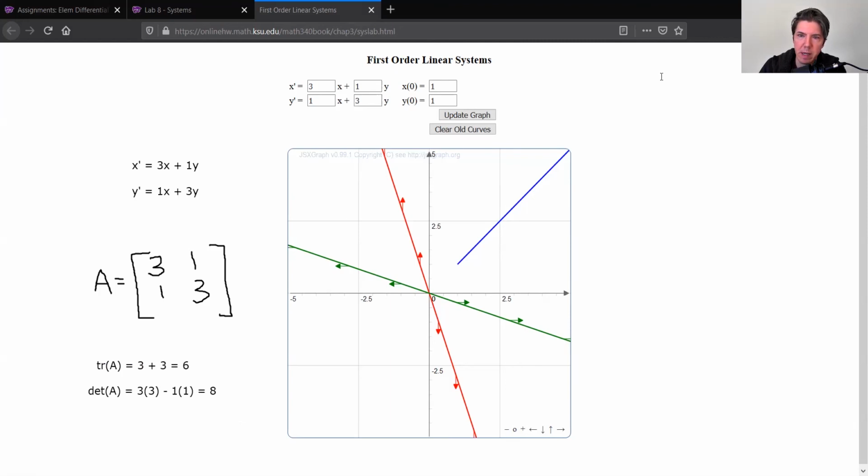For example, I'm going to put at the top of the screen, if we have trace A is equal to 6, and then we have determinant A is equal to 8, then that set of values gave us solutions diverging from origin to infinity. So this should appear at the top right. So that's one case we have.